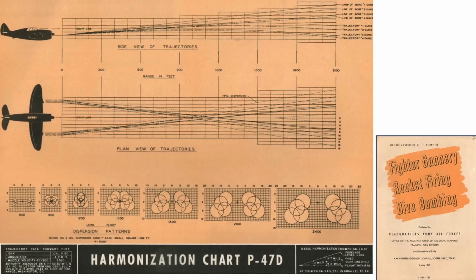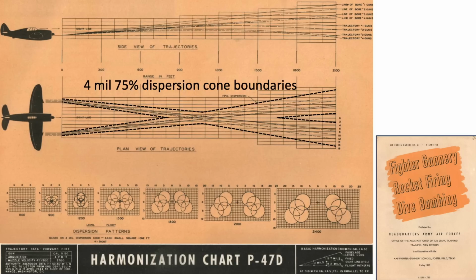circle. This image illustrates the guns to gun sight pattern harmonization of a P-47. The 8 wing guns are located here. The gun sight is represented by this solid blue line. The barrels are harmonized to converge with the gun sight at distances around 910, 980, 1,020, and 1,180 feet. The 4 mil cone of dispersion boundaries are these dotted lines.